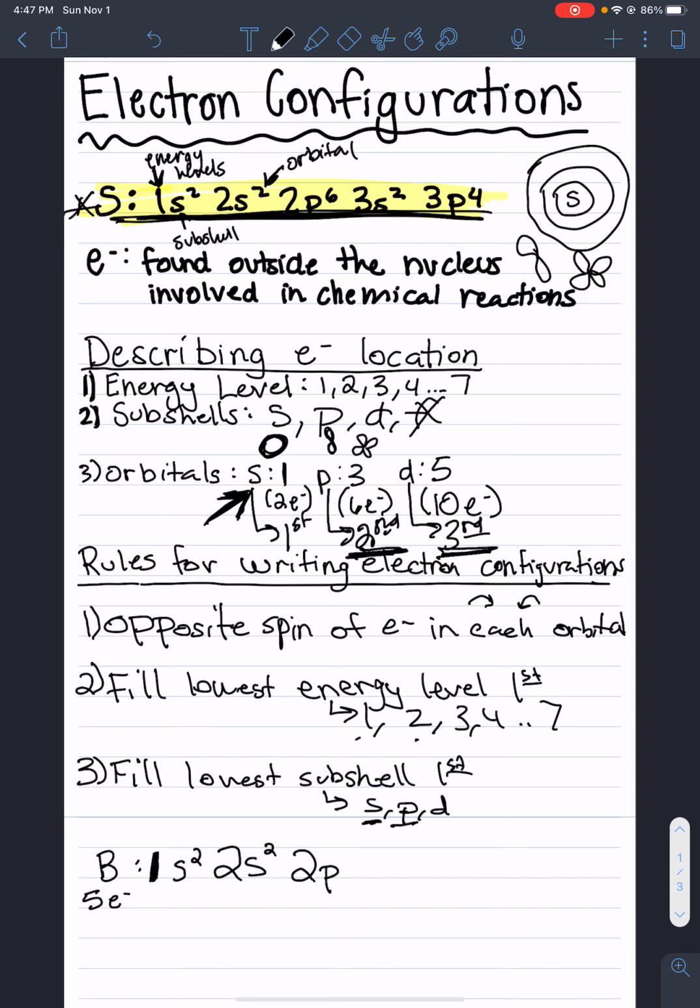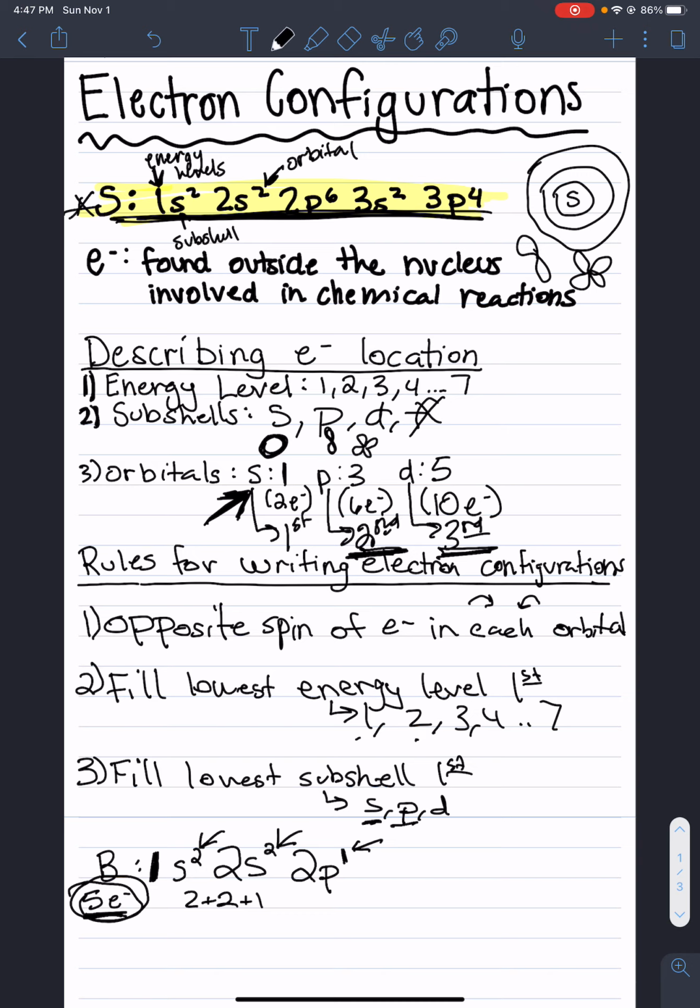So 2p, and we have to be careful because we only have 5 electrons total, so we're not going to fill up our P completely. We have 2 plus 2 so far, so we have to just add 1 more to get to 5. So P is just going to have 1 in there. That's a little trick you can do: always make sure that you add up these little small numbers up top and see that they equal your total number of electrons that you're supposed to have.